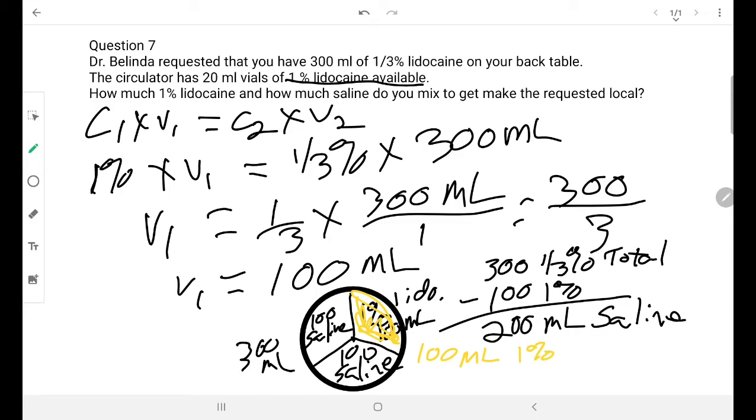And we were told that it comes in 20 milliliter bottles. So if we divide that by our 20, we'll find out that we need 5 vials to get that 100 milliliters of 1%. And then mix that with 200 milliliters of saline, and we'll end up with that 300 milliliters of 1/3% lidocaine on the back table.